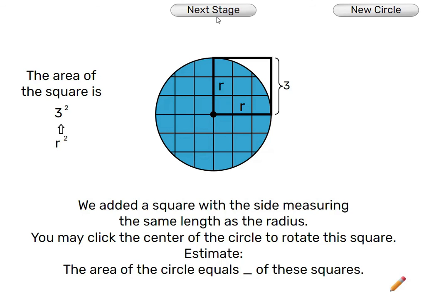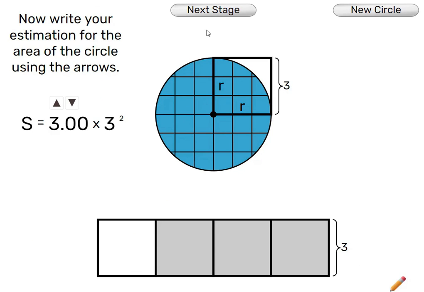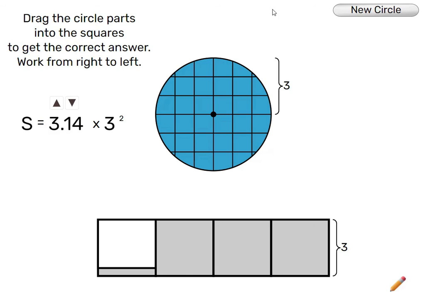And click Next Stage. Now, let's say the students do estimate 3.14. Okay, and click Next Stage. And now we have to drag all of these pieces, of course, many more than last time. So we have more work to do, but we will, of course, reach the same result. We won't go through this process again. Instead, let's click New Circle.